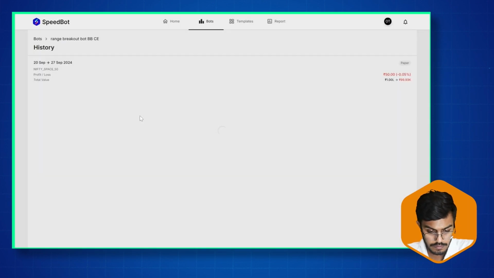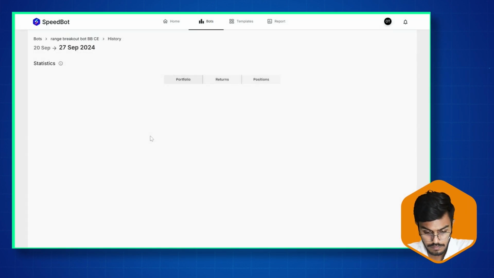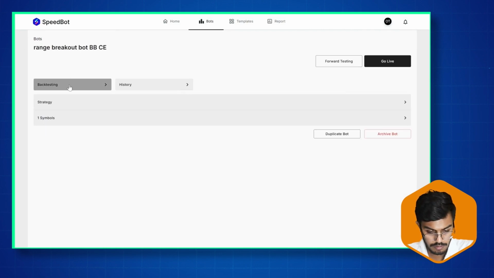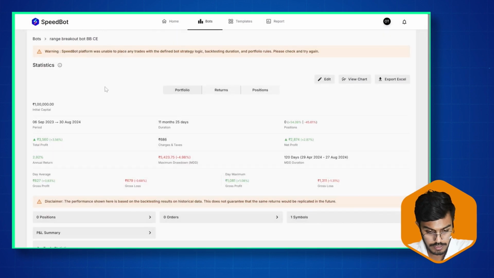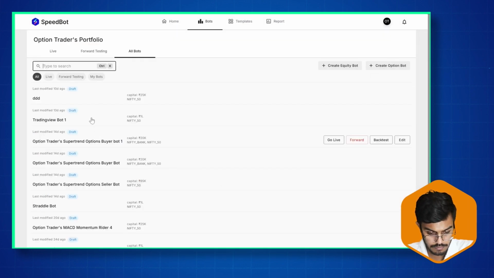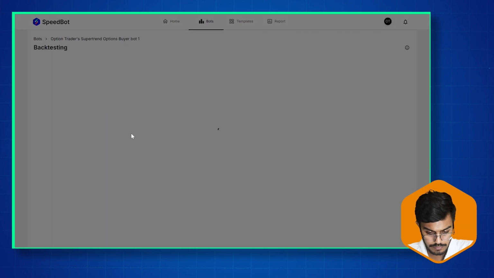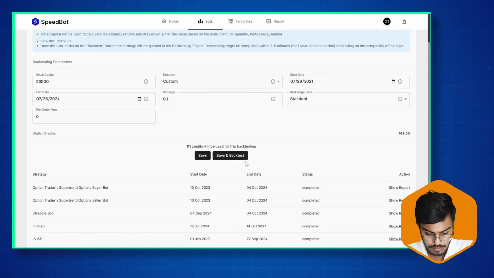Let us say that, okay, so I do not see many trades on this bot, but let's say if I go for the backtesting, I haven't backtested this as much. Let us see for a longer time frame. If I were to go and check the backtesting, let us see over here.